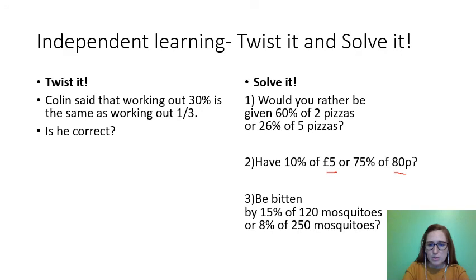And the last one, would you rather be bitten by 15% of 120 mosquitoes or 8% of 250 mosquitoes? Obviously, you'll rather not be bitten so much, so which of those amounts are less? Pause the video and complete your twist it and solve it.